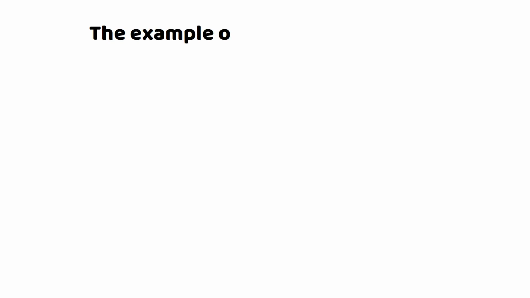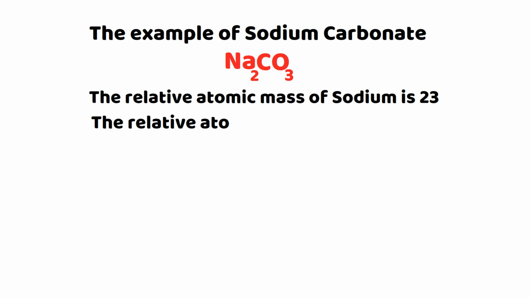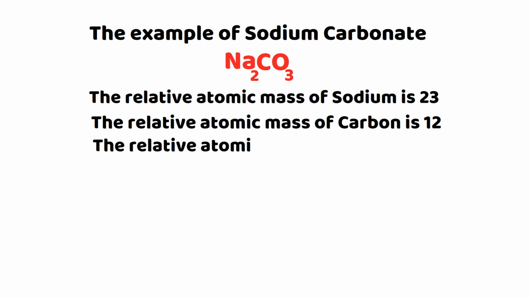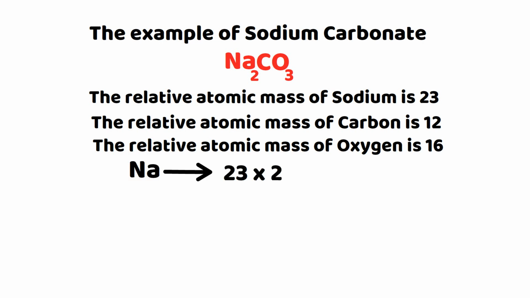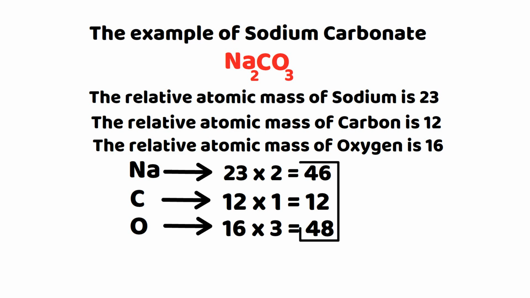Now let's take the example of sodium carbonate. The formula unit of sodium carbonate is Na2CO3. It has 2 sodium atoms, 1 carbon and 3 oxygen atoms. The relative atomic mass of sodium is 23, the relative atomic mass of carbon is 12 and the relative atomic mass of oxygen is 16. Now for sodium we write 23 into 2 is equal to 46. For carbon we write 12 into 1 is equal to 12, and for oxygen we write 16 into 3 is equal to 48. If we add these three numbers, we get 106, that is the relative formula mass of sodium carbonate.